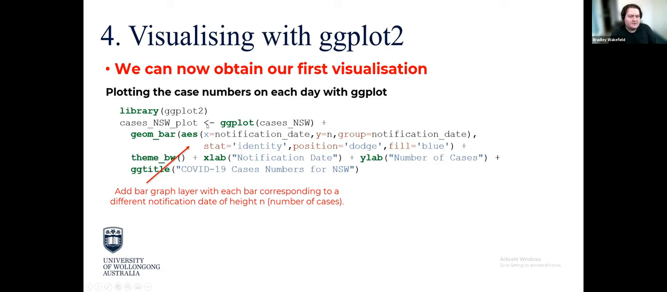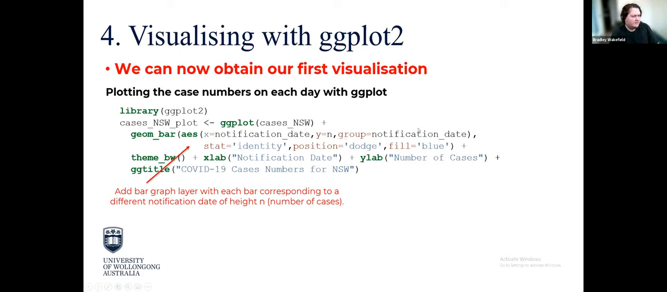So I'm going to do a ggplot on this data set. I'm going to use the aesthetic mappings of X. So on my x-axis, I want it to refer to the notification date. On my y-axis, I want it to refer to the number of observations or the number of cases on each of those notification dates.